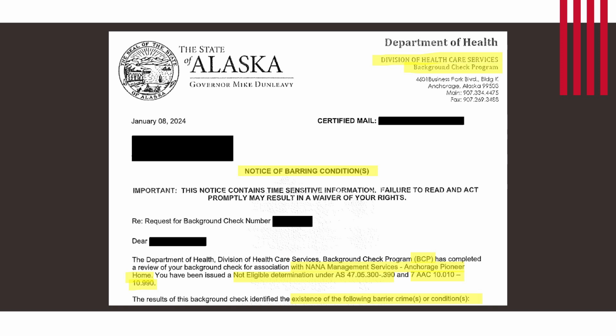This is the notice that the state issues as a result of the background check if the individual has history. For the Alaska Notice of Barring Conditions, it will always look similar to this example. Here, it's on state letterhead and sent by certified mail to the individual. It will come from the background check program, and it will list the employer or provider that requested the background check.